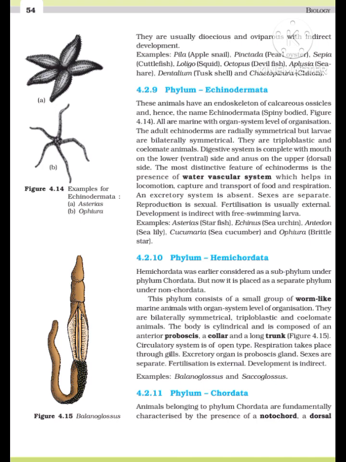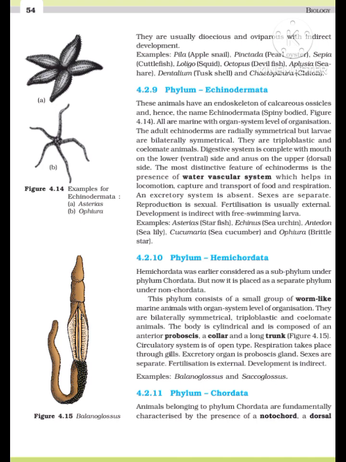4.2.9 Phylum Echinodermata. Figure 4.14 Examples of Echinodermata. A. Asterias. B. Ophiura. These animals have an endoskeleton of calcareous ossicles and, hence, the name Echinodermata, spiny-bodied. All are marine with organ system level of organization. The adult echinoderms are radially symmetrical, but larvae are bilaterally symmetrical. They are triploblastic and coelomate animals.